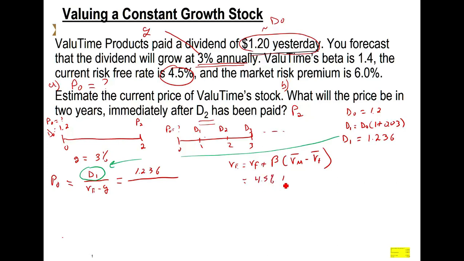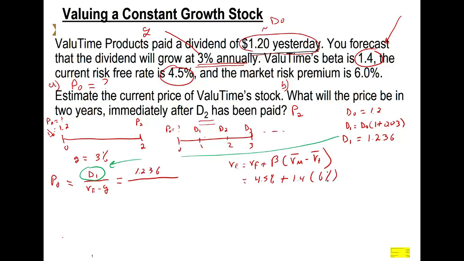4.5% plus, what is our beta? Our beta is 1.4. Here it is. And all of that multiplied times the market risk premium. Remember, when somebody says the market risk premium, they are already giving you everything that's in parentheses, the difference between the historical market return and the historical risk-free rate. So that's 6%. Goes here.